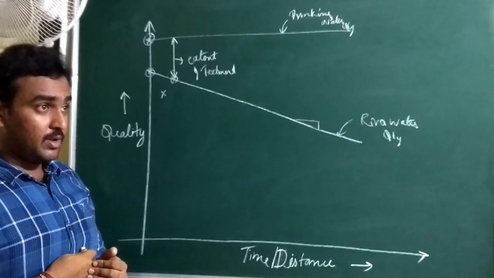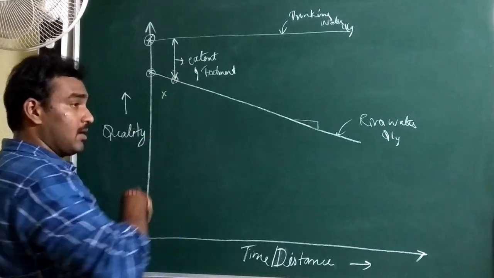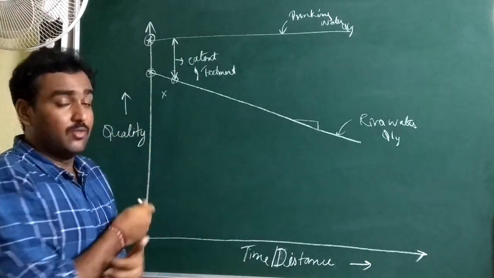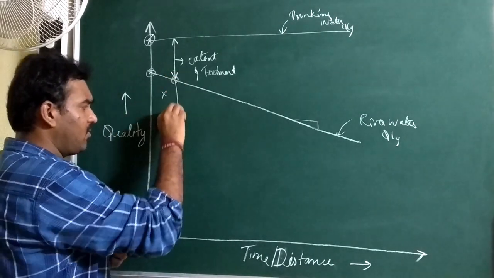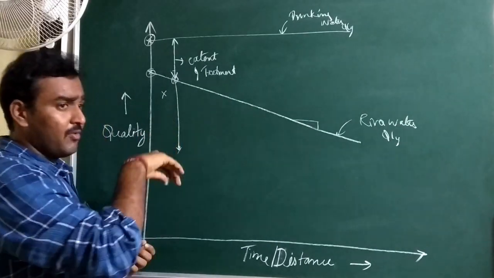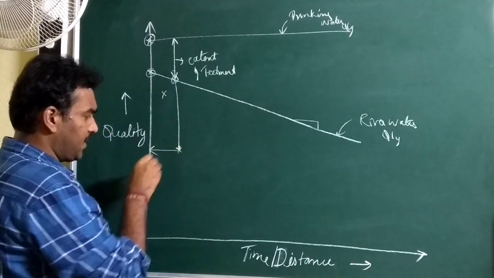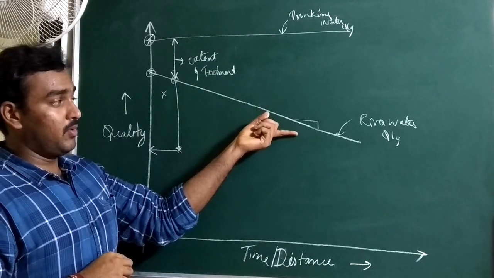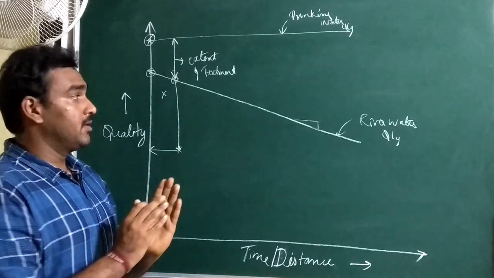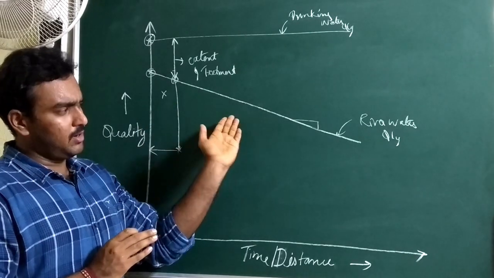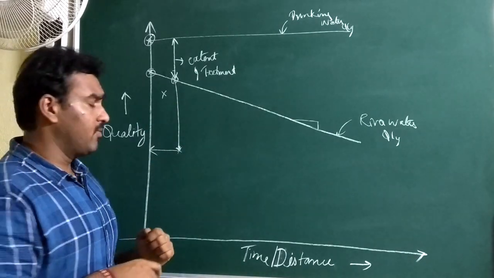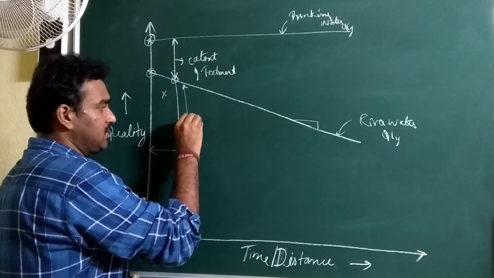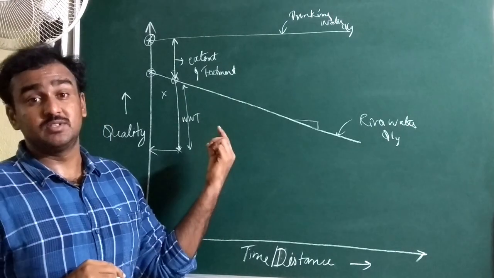And also the city X produces wastewater. The wastewater also should be dumped into the river water. That means the quality of the wastewater will be somewhere below; actually, it will be here. So in order to keep the river water quality in a very good manner, in order not to disturb the river water quality, we need to treat this wastewater. That means a wastewater treatment plant has to be set up.